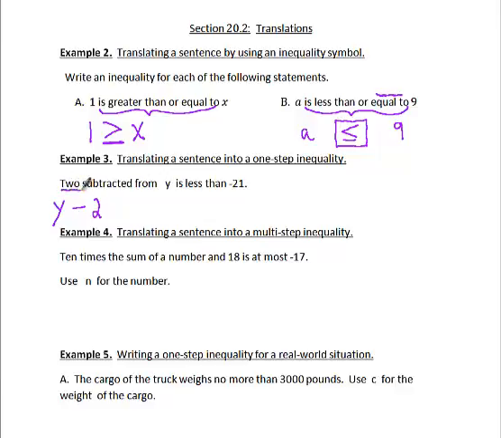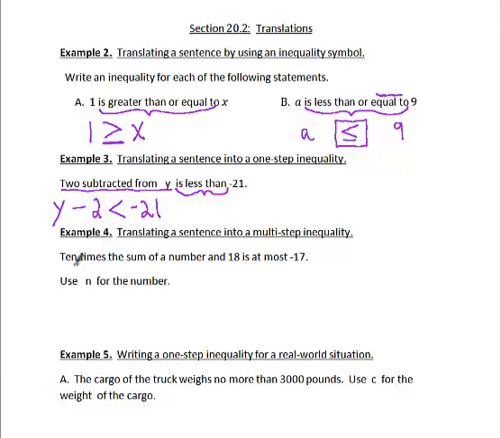Okay, and so we've taken care of this part of the sentence, and now we have the inequality statement is less than. And so is less than points to the left or opens up towards the right, however you want to look at it, and then we simply write the number that follows to the right. So 2 subtracted from y is less than negative 21, y minus 2 less than negative 21. And we're not going to worry about solving these until the next chapter, chapter 21.